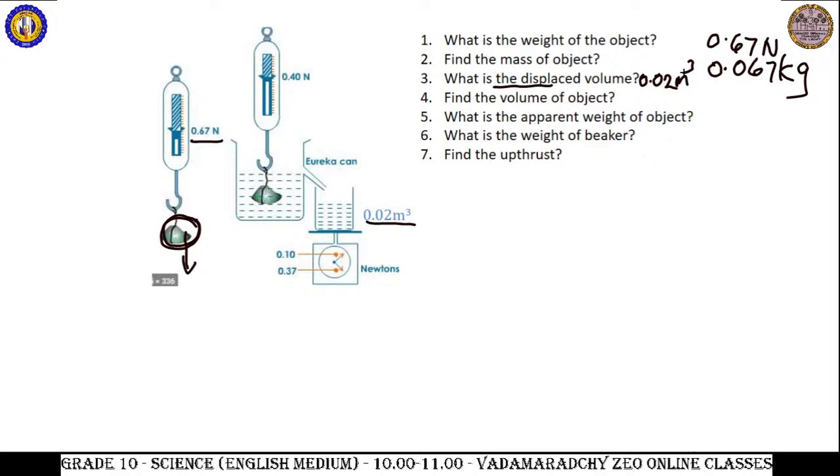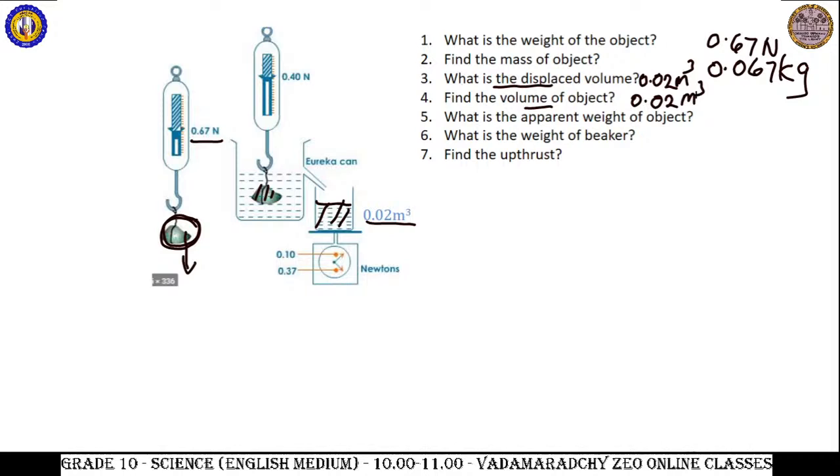Okay, as a fact, fluids can't be compressed, so the volume of displaced fluid is equal to the volume of the object. So, what is the volume of the object? We can say it as 0.02 meter cube. Okay. Next question.